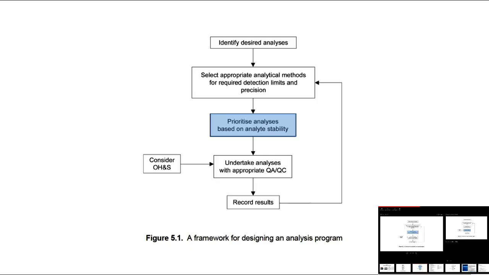Having worked out the method, you then need to prioritize the analyses based on the analyte stability. So if, for example, you've decided that you want to analyze this sample for pH, and you know that the pH of this water may well change over the course of 6 hours, then you may need to make sure that the pH analyses are the first thing that is done. Similarly, you may know that if I've frozen my sample at minus 40 degrees Celsius, then I can keep this for several months before I need to analyze it, and so they may get a lower priority for sending off to the laboratory.